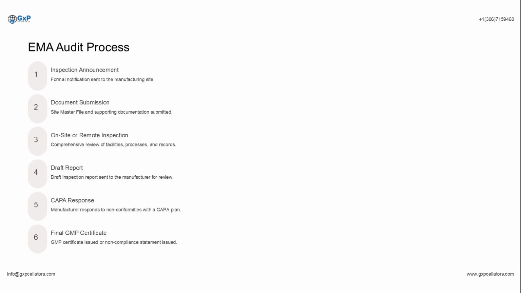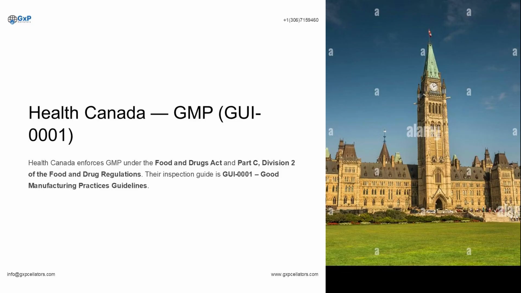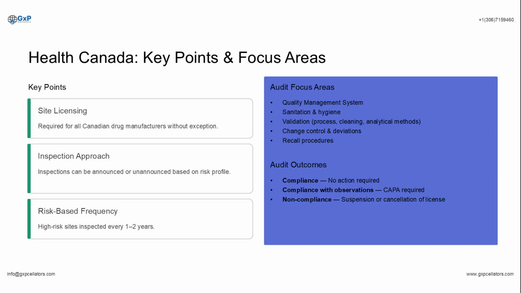The EMA audit process includes inspection announcements, document submissions, on-site inspections, draft reports, CAPA responses, and the issuance of final GMP certificates. Health Canada enforces GMP under the Food and Drugs Act and regulations. Their inspection guide, GUI-0001, outlines the Good Manufacturing Practices Guidelines. Health Canada's key points include site licensing, inspection approaches, and risk-based frequency. Audit focus areas cover quality management, sanitation, change control, and recall procedures.